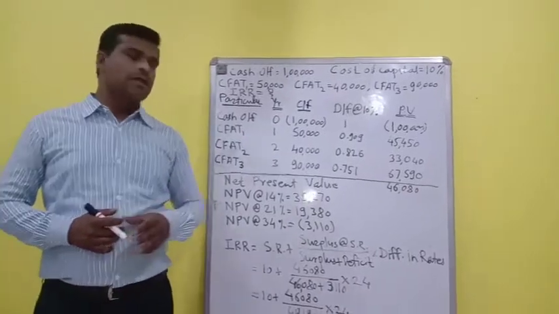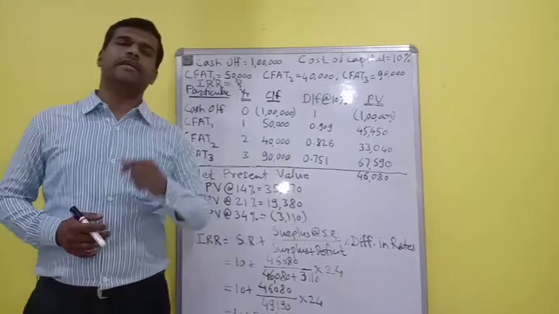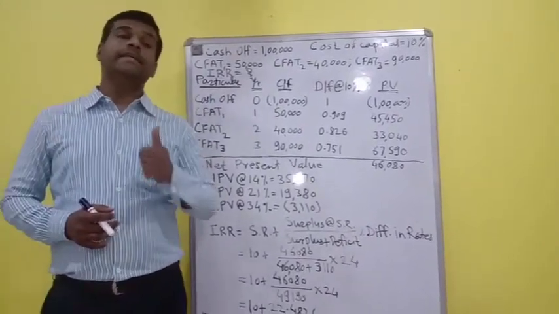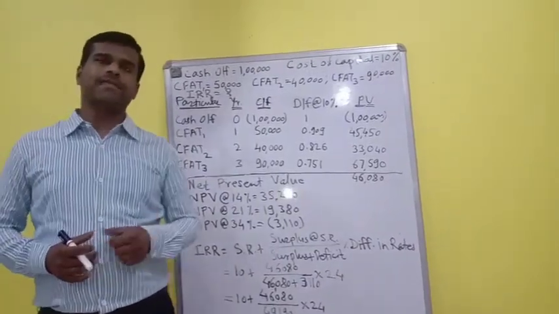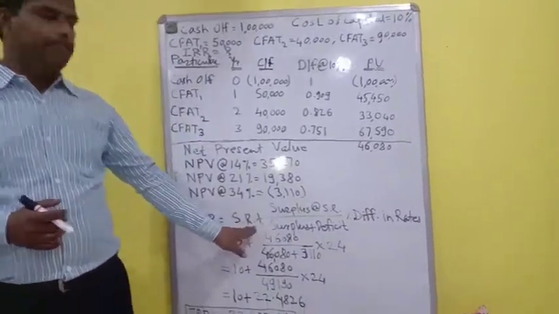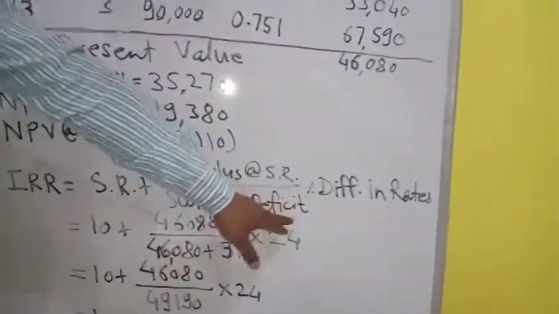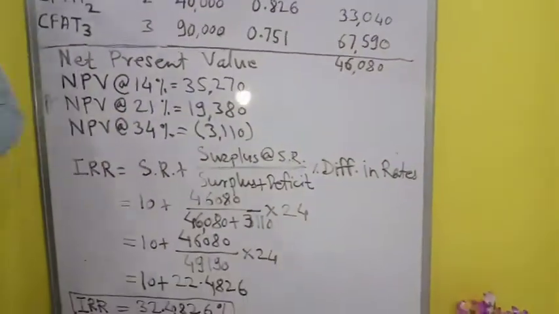Friends, for doing a sum on internal rate of return, the first condition that you have to comply with is you must know the formula. So I will just come up with a formula. IRR is equal to starting rate plus surplus at starting rate divided by surplus plus deficit, into difference in rates. Okay, so now let us begin how to solve this problem.